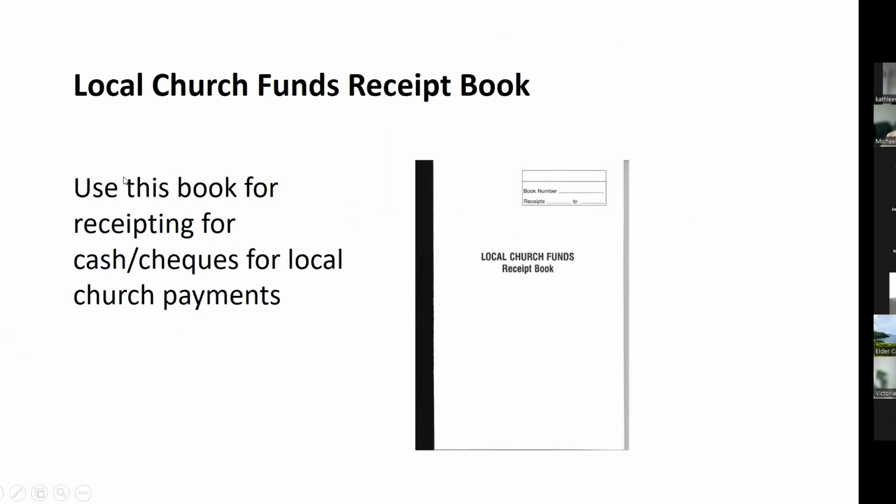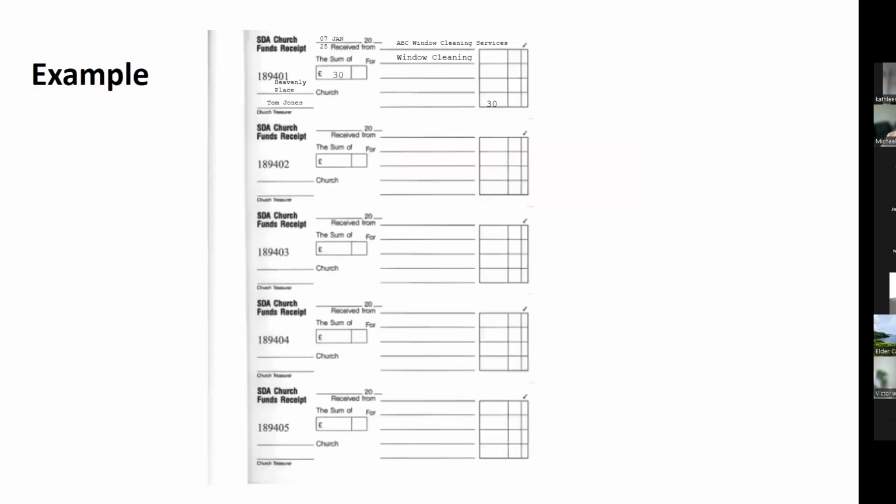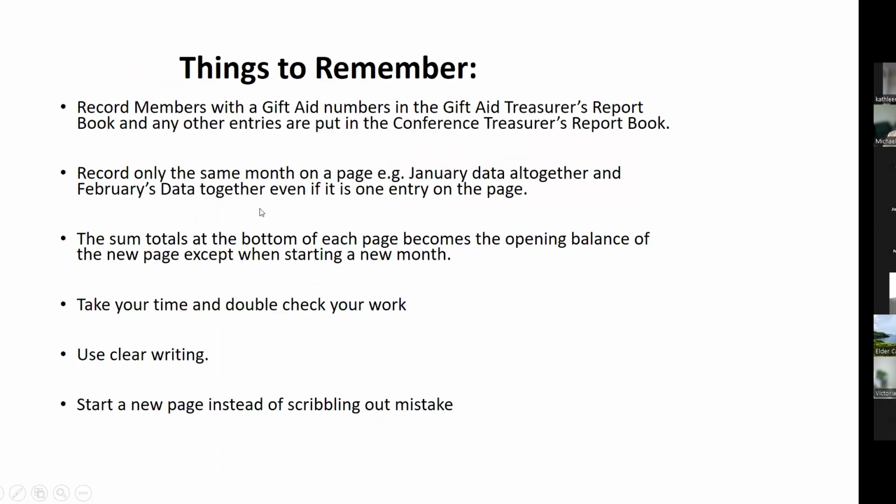Right, other Treasury recordings: that is the local church funds receipt book, and this is used for your local church payments. I've just given an example: you might have the church windows cleaned, and this is where you would do a receipt to give the cleaning company. Okay.